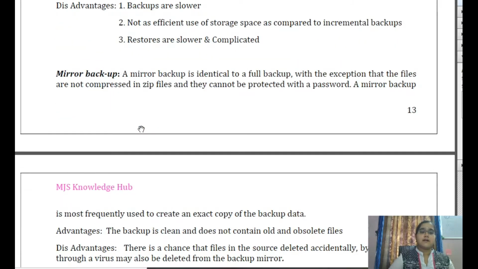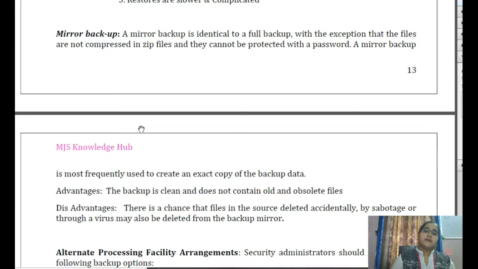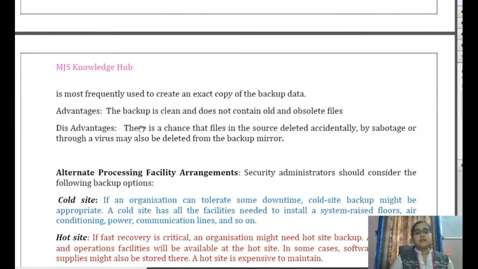The last type of backup is mirror backup. Mirror backup, as the name itself says, will be identical to the full backup with the only exception that files cannot be zipped up. They can be protected with a password. They are just there because we have kept them there. It is useful for making an exact copy of the backup data. The advantage is that it does not contain any old and obsolete files.